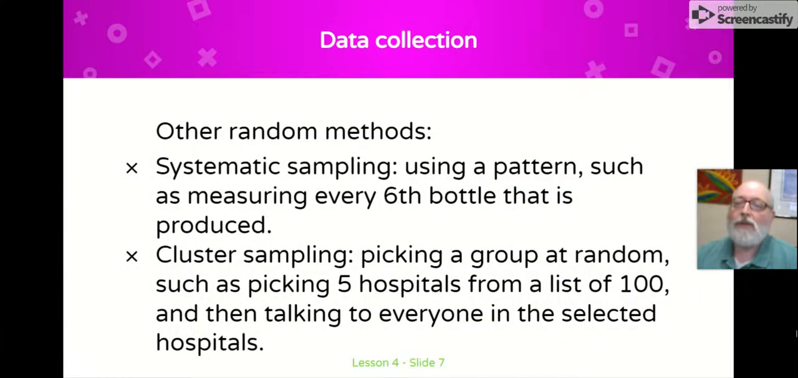Other random methods: systematic sampling, using a pattern, such as measuring every 6th bottle that is produced. Cluster sampling, picking a group at random, such as picking 5 hospitals from a list of 100 and then talking to everyone in the selected hospitals.